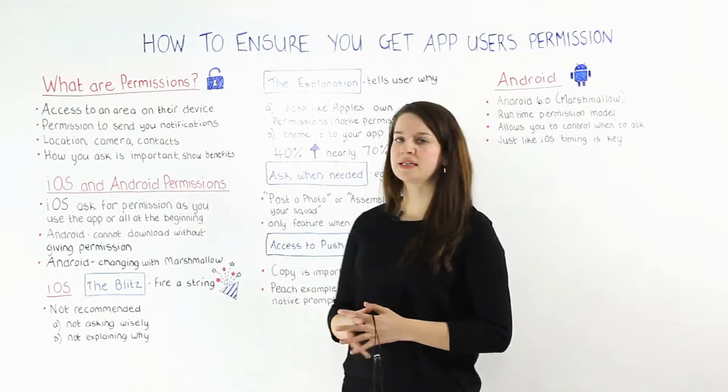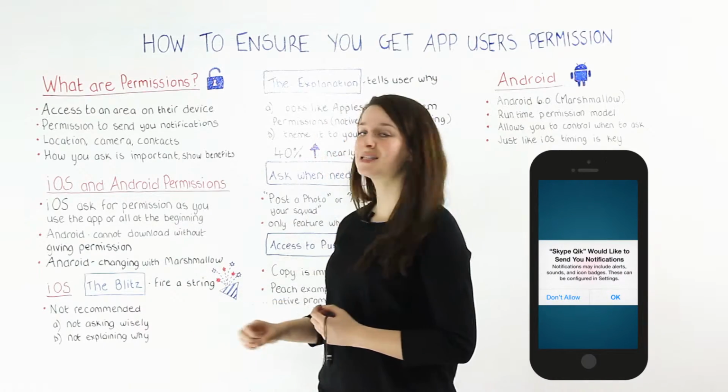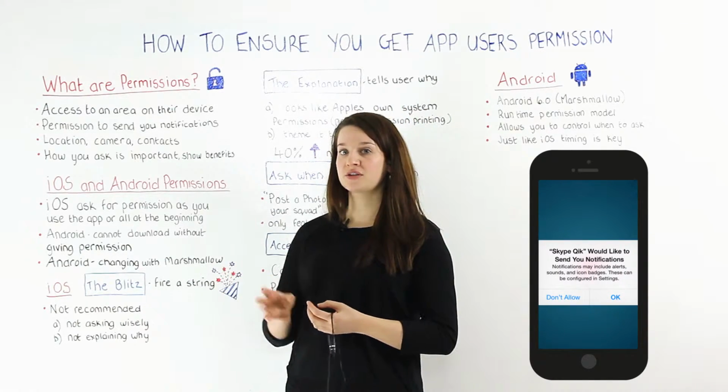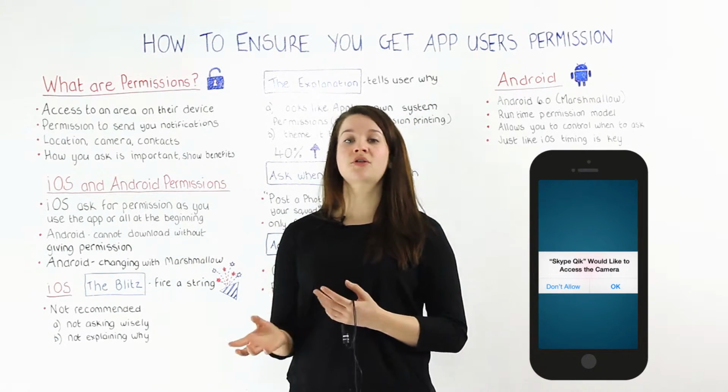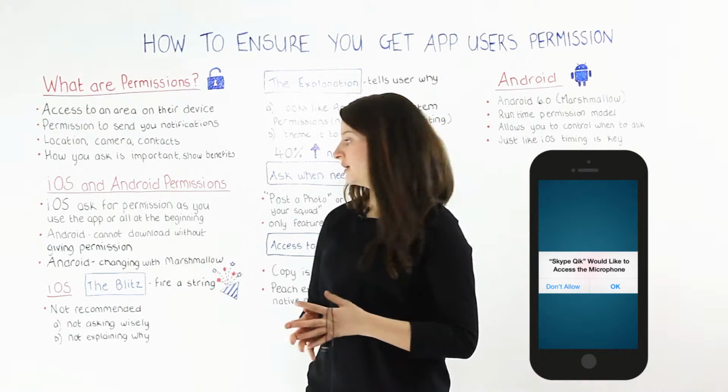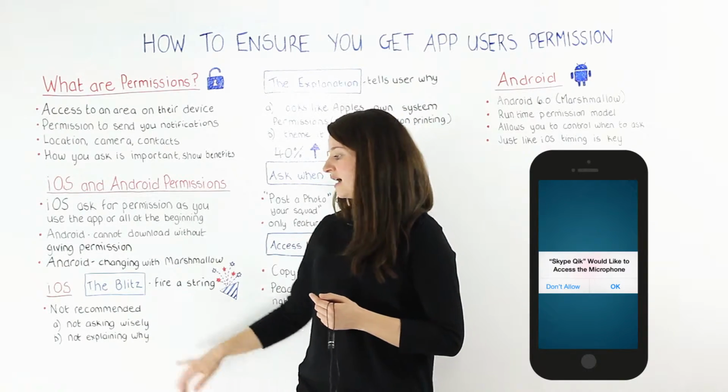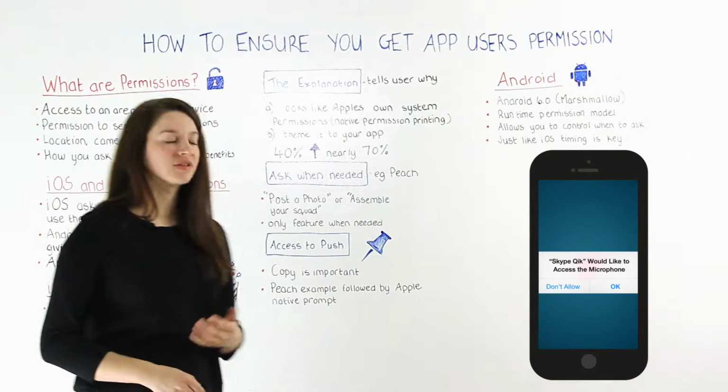So iOS, we'll take a look at the first method here, the Blitz. This is basically when you download an app and you're fired a string of permissions, such as opting into location, opt into camera, opt into microphone, but they're not explaining why. So this is not recommended. As I mentioned there, you're not explaining the benefits.